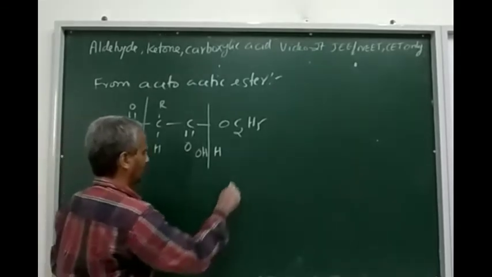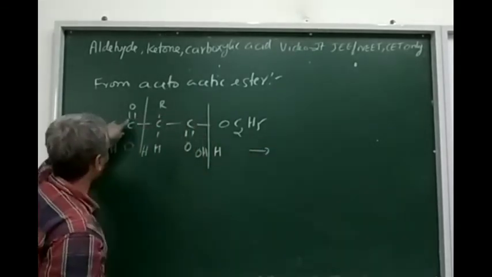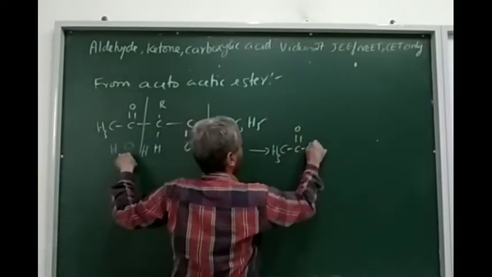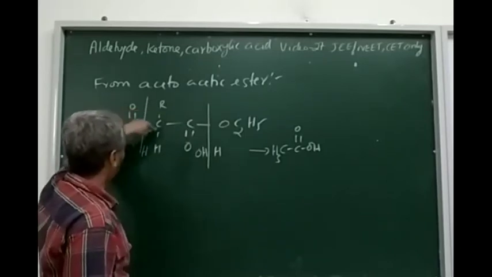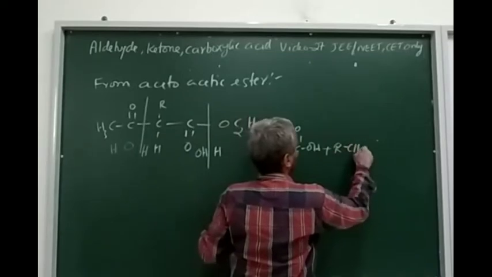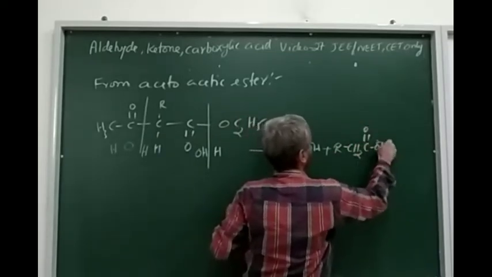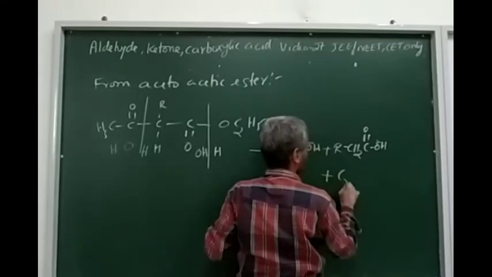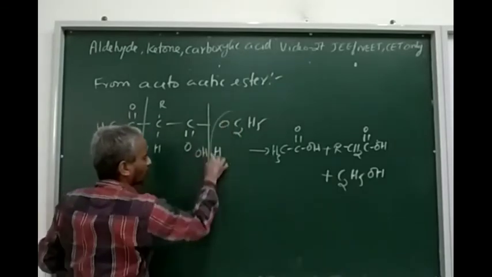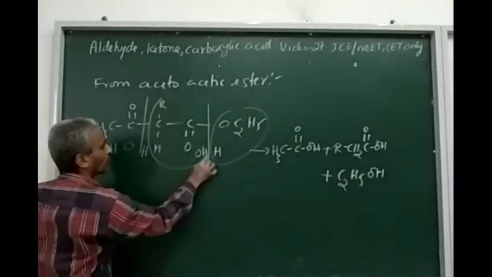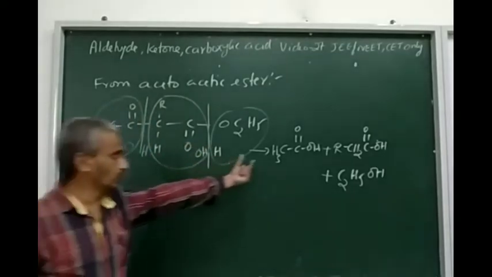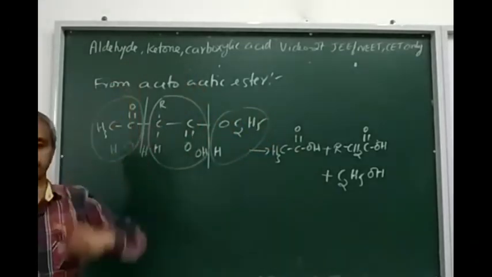So what I'm going to get is CH3COOH here, CH3COOH, then RCH2COOH plus C2H5OH, ethanol. So C2H5OH, RCOOH, CH3COOH. Two carboxylic acids and one alcohol are obtained.